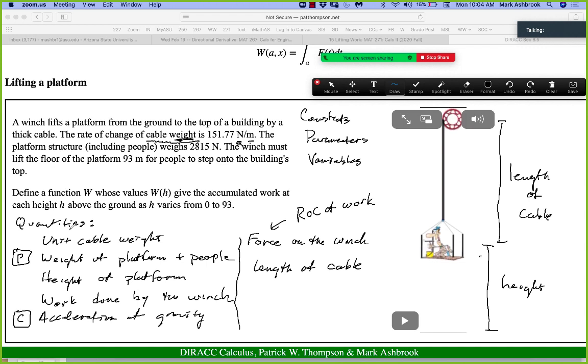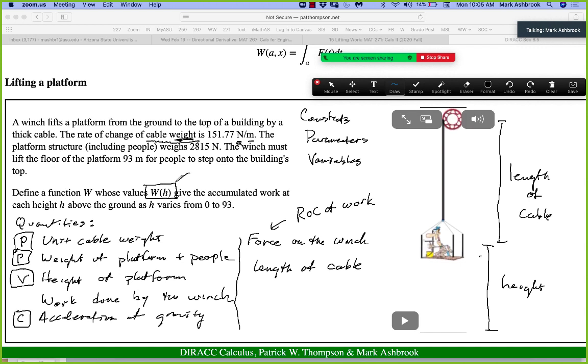Parameter, right? That's another parameter. Okay. Height of the platform. Variable? Definitely variable, right? How about the work done by the winch? Is that a variable? When we talk about work, the implication is accomplished work, right? How much work accomplished so far? That would change throughout the situation.